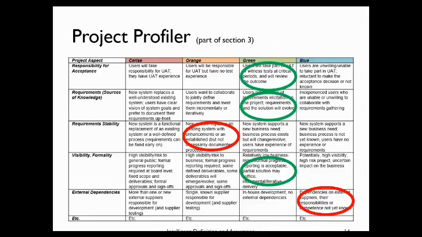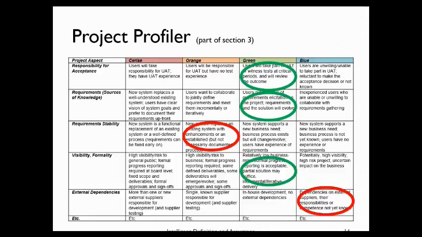At the bottom right you can see external dependencies. In this case the dependency on external suppliers is not understood. So there's a huge risk there in terms of what the relationship of a team that undertook this project would be with outside suppliers. So the blue column is really go and find out more information. You don't know enough to make a choice in the project.